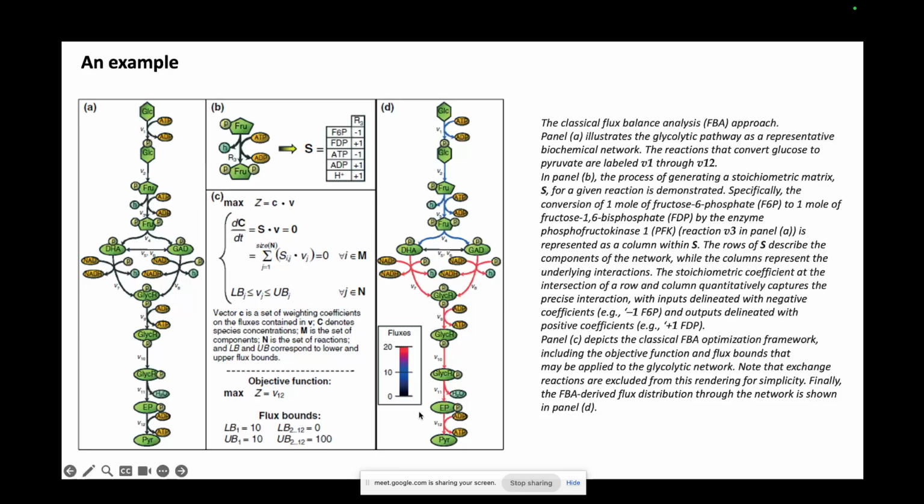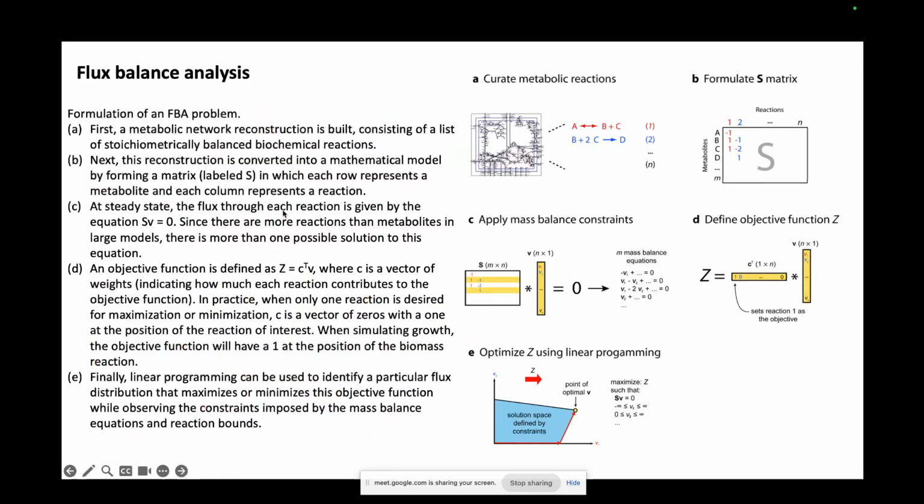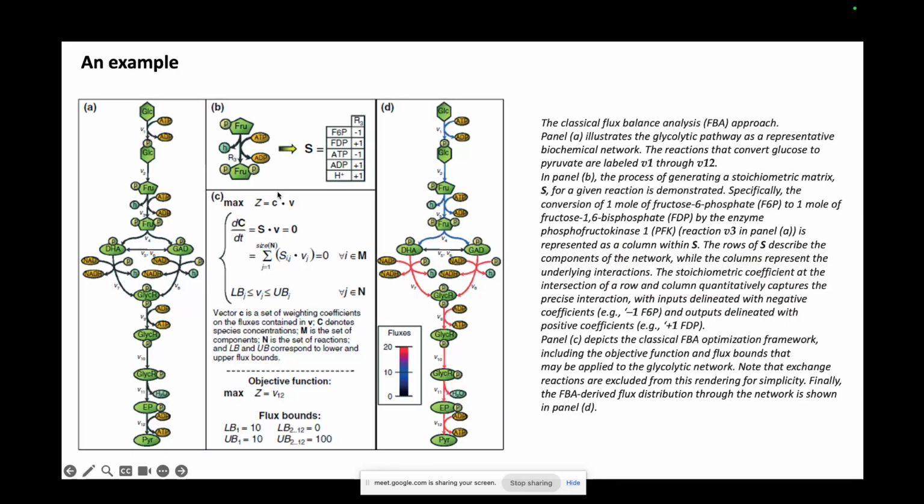And this is how you make the stoichiometric network matrix. Now it's basically the optimization framework. So this is how you're defining it. Max of z is defined as c into v. This is the particular objective function that you're defining here.